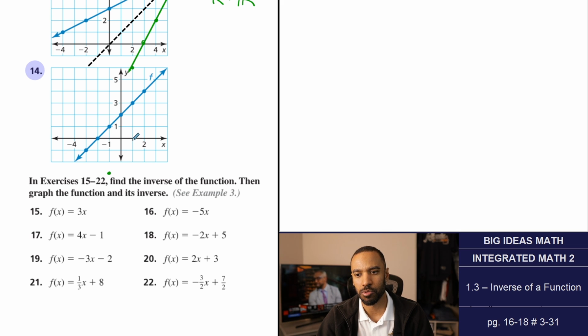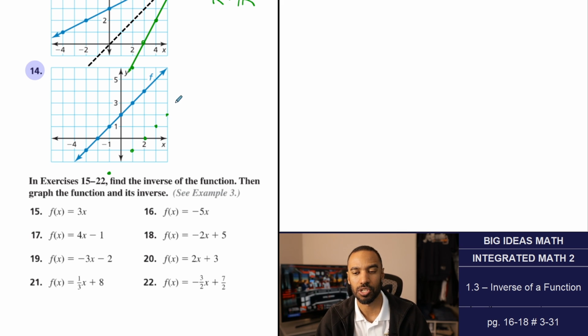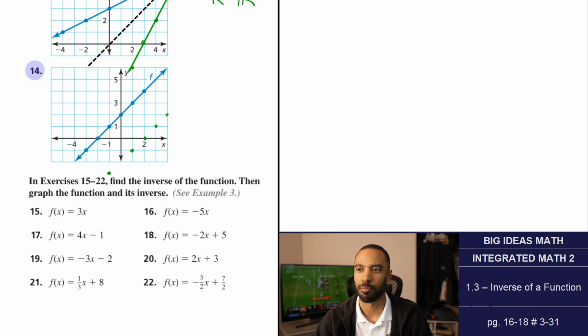Negative 1, 1 becomes 1, negative 1. 0, 2 becomes 2, 0. 1, 3 becomes 3, 1. 2, 4 becomes 4, 2. And those are the only points that I can see. So I'll go ahead and just draw it from that.